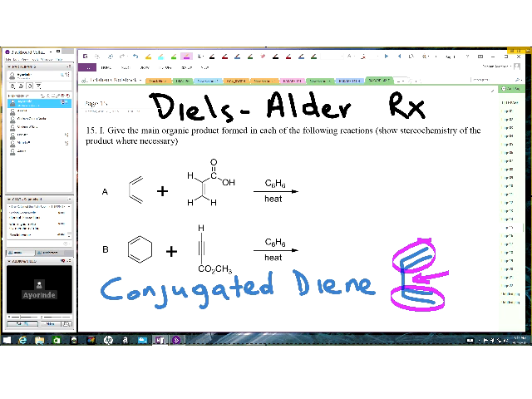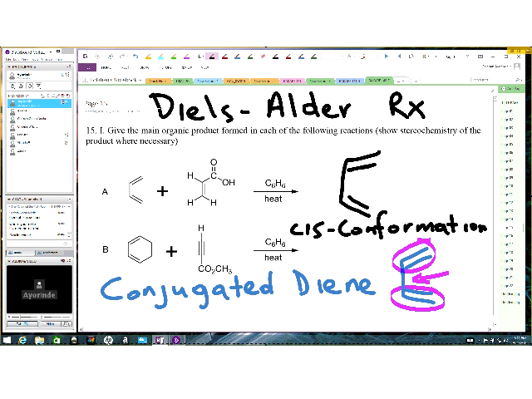But also, more importantly, the conformation of the diene system must be what we call the cis conformation. Now, what does that mean, cis conformation? What that means is that those two double bonds must be on the same side of the single bond. Notice that the two double bonds are on this side of the single bond.